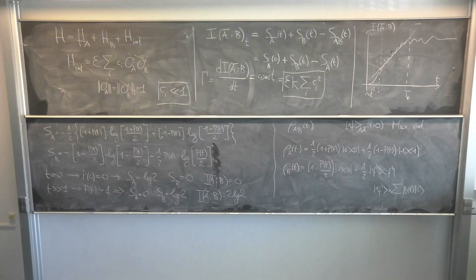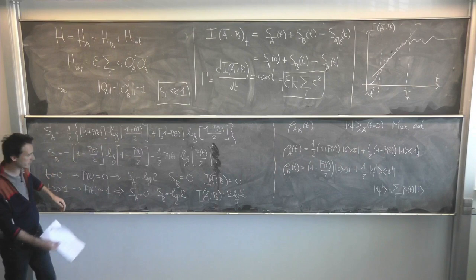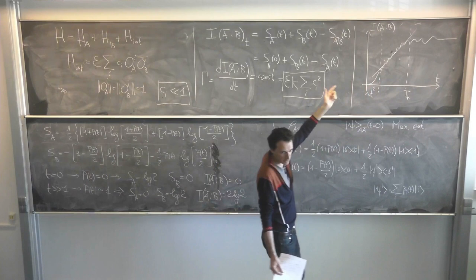What you can do is some numerical check. You can just numerically consider a system where A is a single qubit and B is a few qubits, like 7 or 8 qubits. And you can just evolve things numerically. You can compute these probabilities numerically, the probability of decay, and use these two expressions to plot how the mutual information evolves with time.